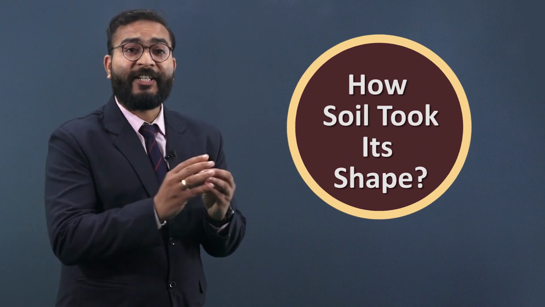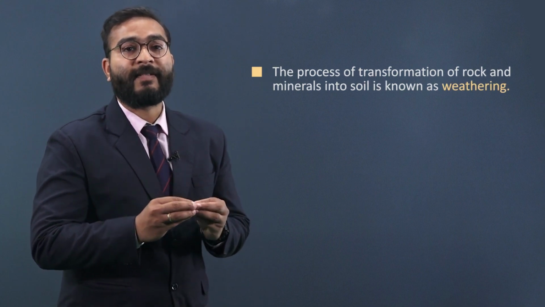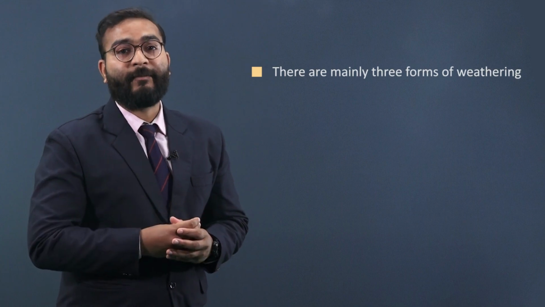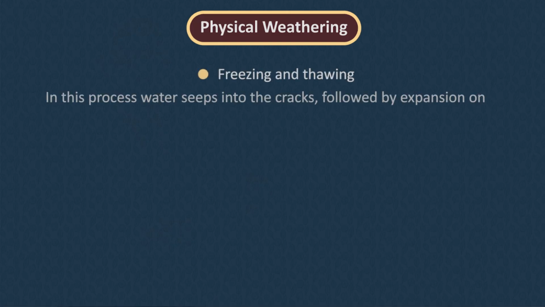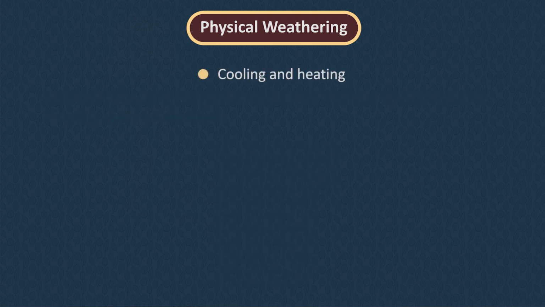Students, it is very interesting to know how soil took its shape. The process of transformation of rocks and minerals into soil is known as weathering. There are mainly 3 forms of weathering: physical, chemical and biological. The physical weathering process is mediated through physical attributes, which include freezing and thawing. In this process, water seeps into the cracks, followed by expansion on freezing, driving rocks apart.